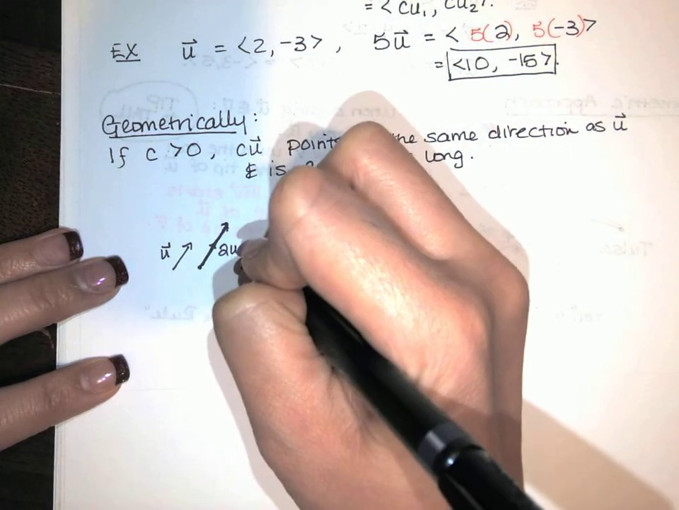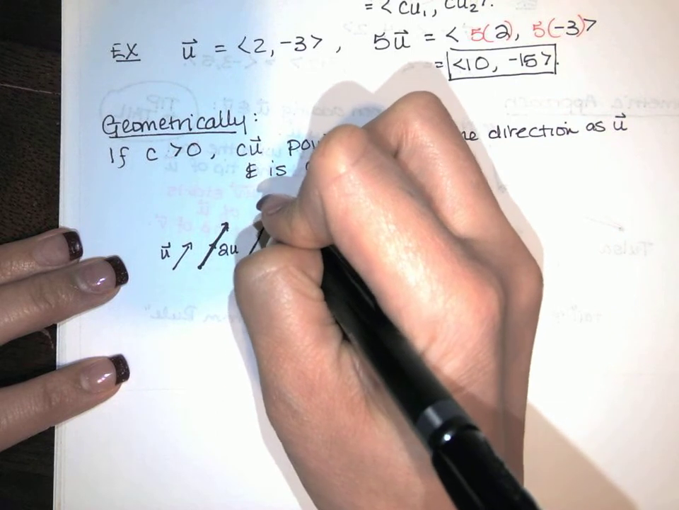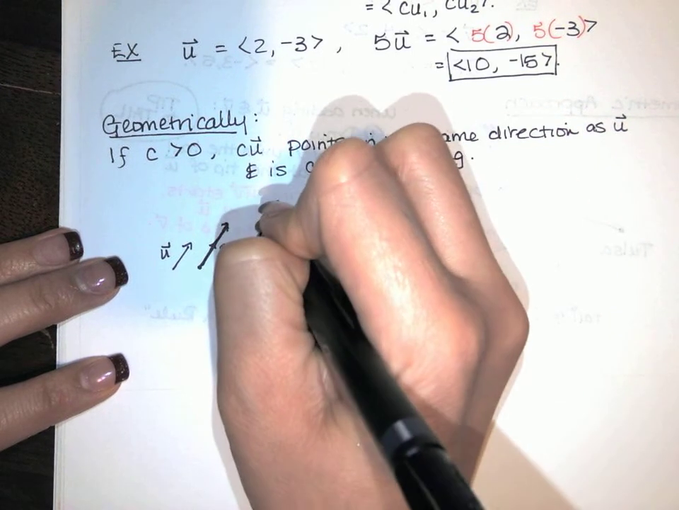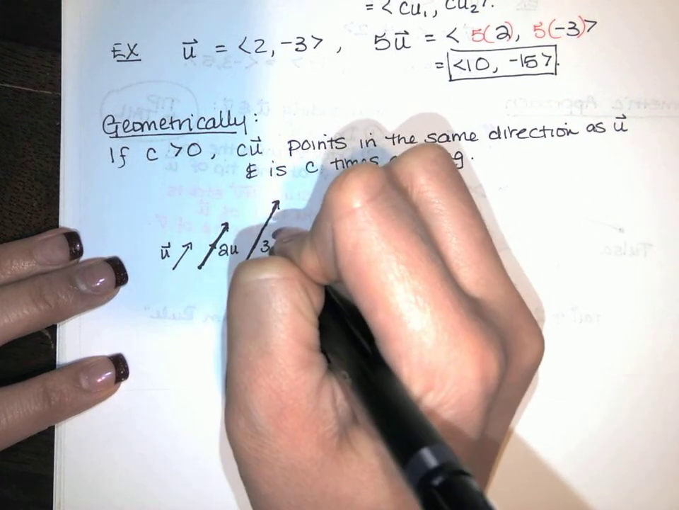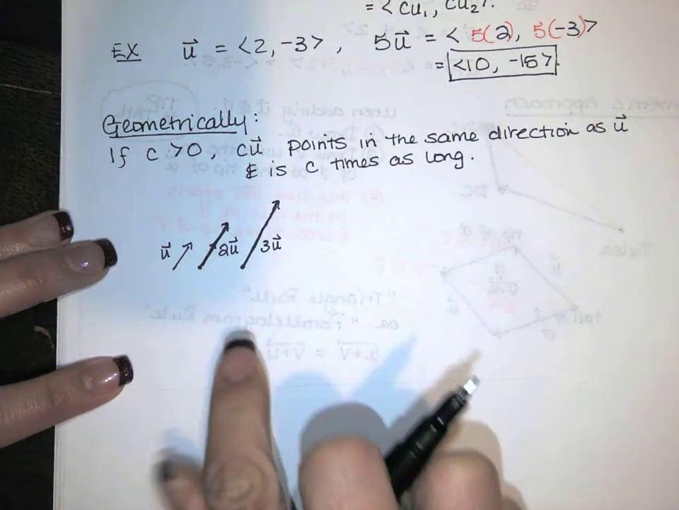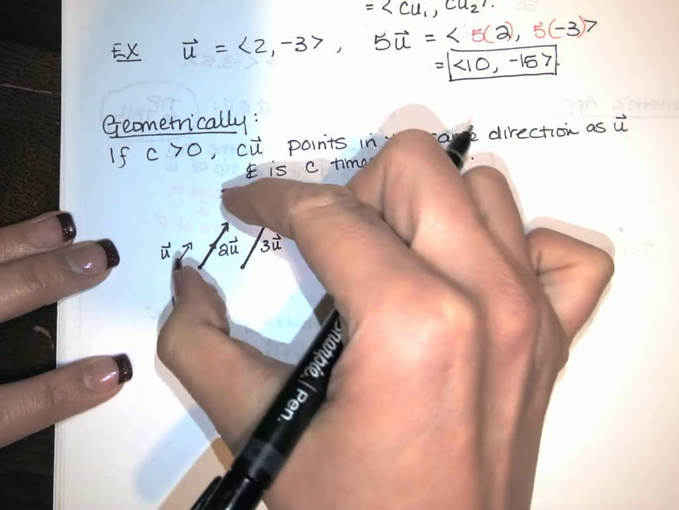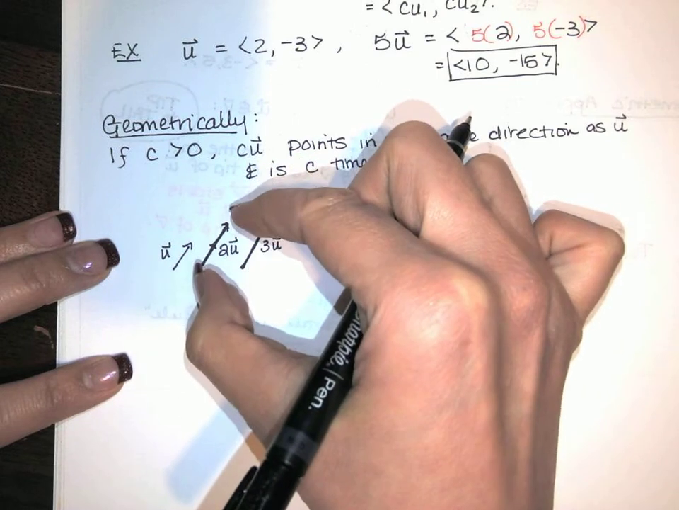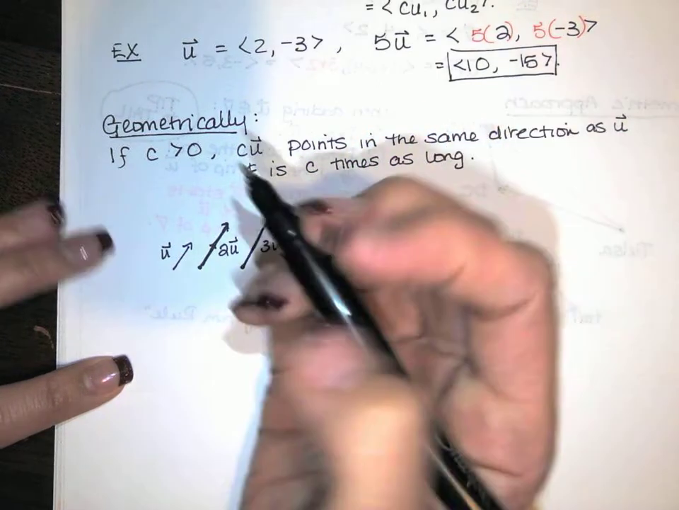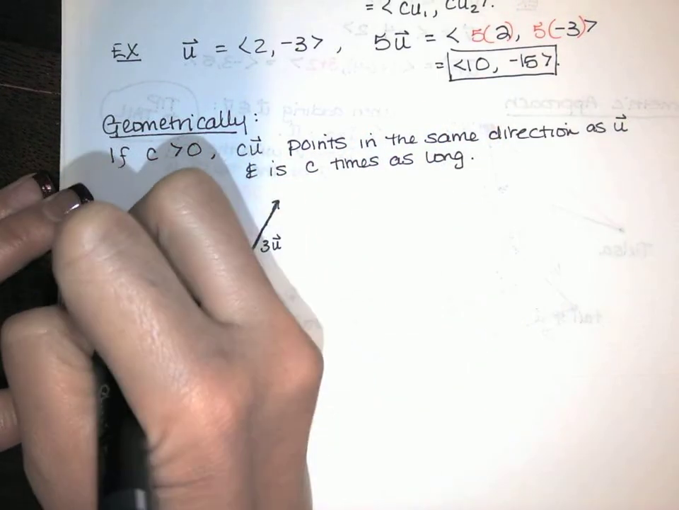3u. I'm not sure if I'm getting the length exactly right because I'm drawing this by hand, but you get the idea. That's 1u, that's 2u, that's 3u. And just multiply the vector by 2, it's twice as long. Multiply it by 3, it's 3 times as long. Multiply it by a half, it's half as long.